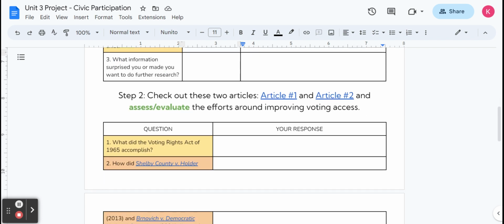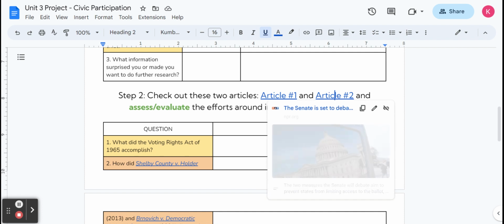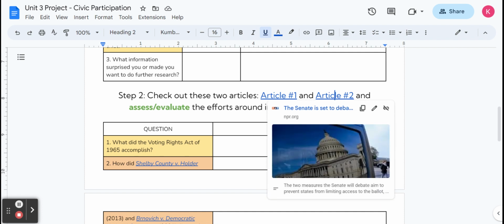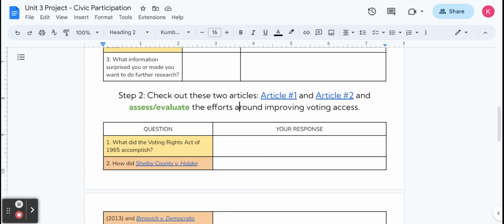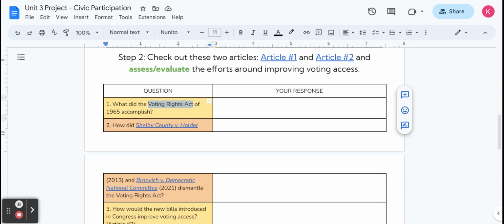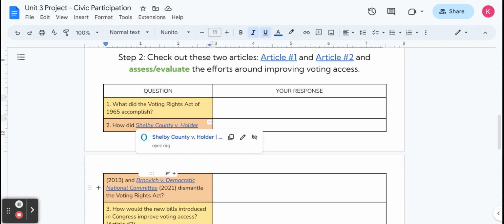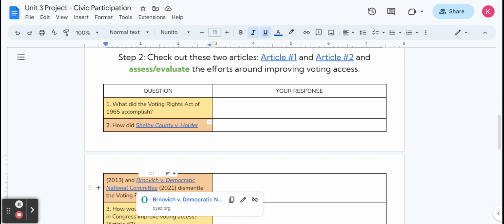Then you're going to read two pretty short articles from NPR about basically how the Voting Rights Act of 1965 has been dismantled by these two Supreme Court cases over the past 10 years. And so all this information you can find across these two articles, but I did link the OIA website for both of these cases in case you want to get a little bit more in depth.